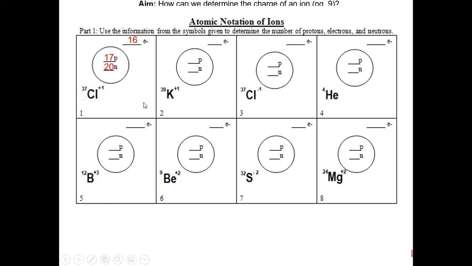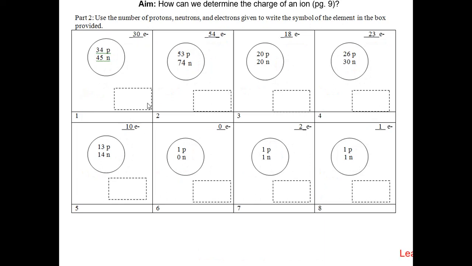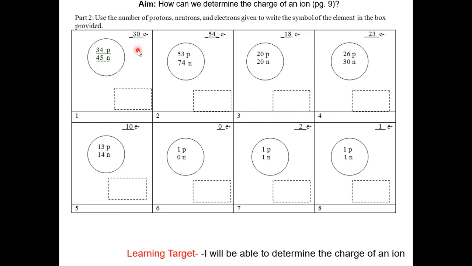So now try to do the rest on your own. Resume the video once you have the answers. Okay, so here are the answers. So for part 2 of the practice, this time I'm giving you the number of protons, neutrons, and electrons. You are going to write out the chemical notations. So pause the video and resume once you have done part 2. So here are the answers.